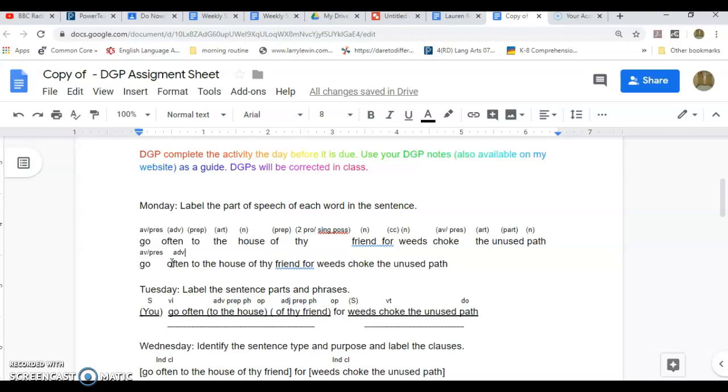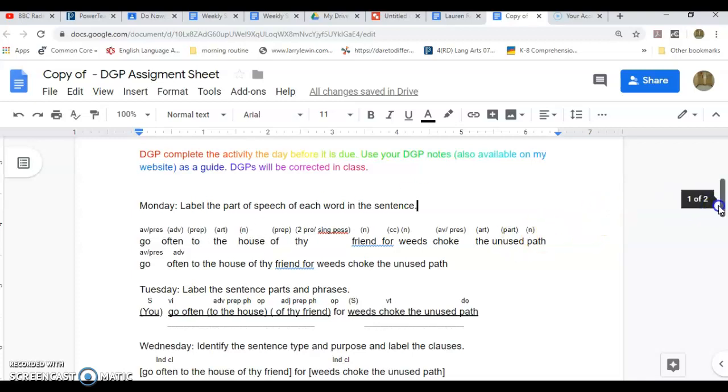And then I'm going to go through each word in this sentence and I'm going to ask myself, okay, so what is this word doing in this sentence? So read the sentence first. Go often to the house of thy friend, for weeds choke the unused path. Start with the easy things. The easy things are the nouns. Do we have any nouns in this sentence? Yes, we do. House, path. Then you're going to keep going just like that.